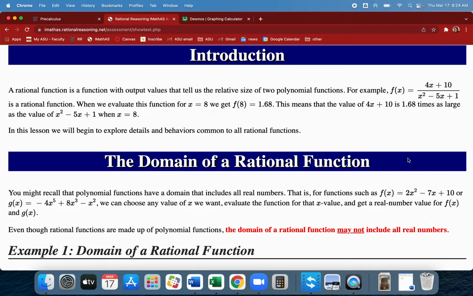If x were 100, the numerator would be 410. The denominator should be a lot larger than 410, because I'd have 100 squared, which is, what is that, 10,000, minus 500 plus 1. So 9501, if I'm subtracting correctly. In any case, that denominator is a whole lot larger than the numerator.